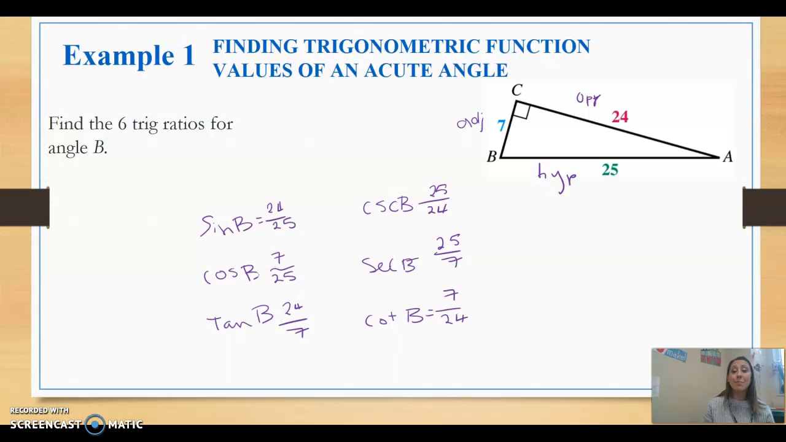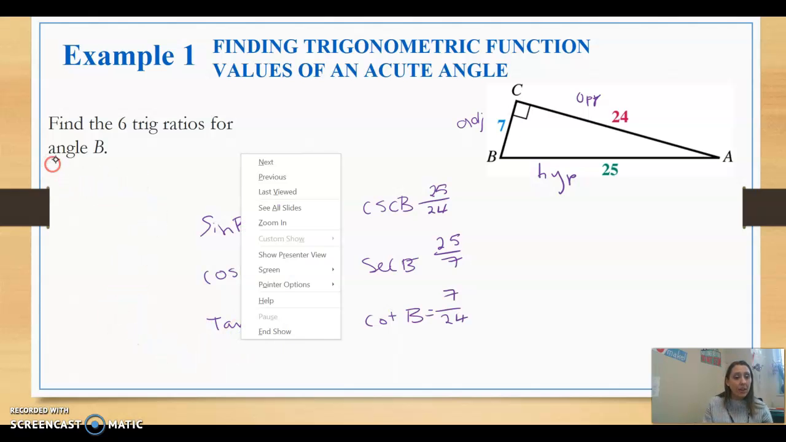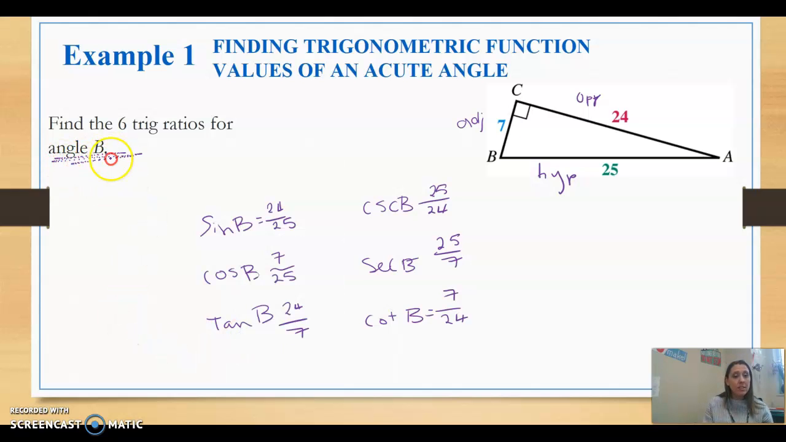So notice that the hypotenuse never changes, but the adjacent and the opposite sides do change based on the angle. The angle tells us whether it's opposite or adjacent.